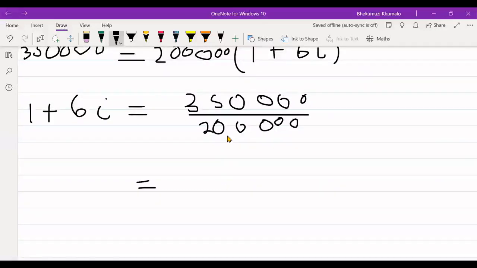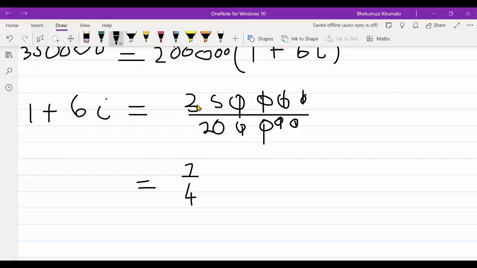But 35 over 20, I think 5 goes into them. So 35 is 5, 10, 15, 20, 25, 30, 35. That's 7 at the top. And 20 would be 5, 10, 15, 20. That's 4. So it's 7 over 4 as a simplified fraction form of this, because these zeros would just cancel each other out if you think about it, right?